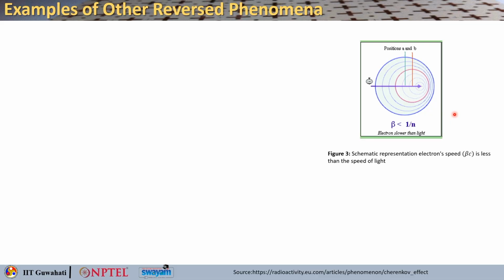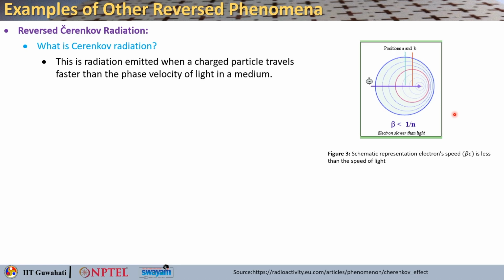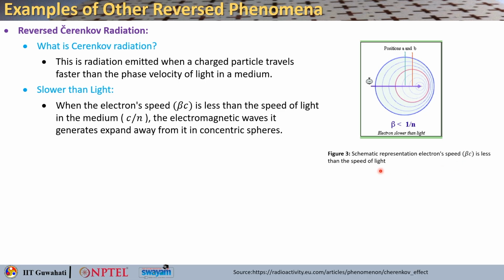Another interesting phenomenon is the reversed Cherenkov radiation. To understand this, we first need to understand what Cherenkov radiation is. It is radiation emitted when a charged particle travels faster than the phase velocity of light in a particular medium. Here, let us first consider a situation where the electron speed, βc, is less than the speed of light.